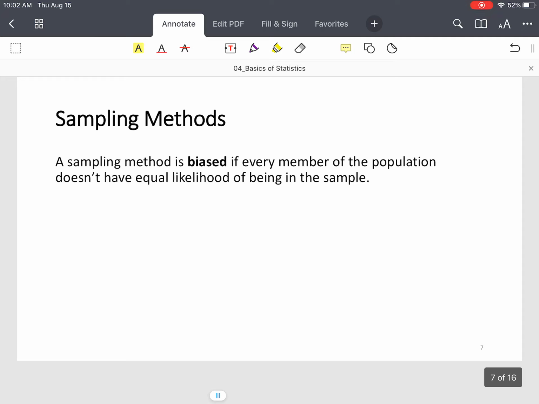All right, now we've got what's called sampling techniques. Basically, a sampling method is biased if every member of the population doesn't have equal likelihood of being in the sample. So, for instance, if I've got 5 children and I'm taking them all on a trip, but then I leave one out, right? Or I'll say I'm taking 3 out of the 5 on the trip, and then I just tell the oldest 2 they can't go, then that's pretty much I'm being biased, okay? So think favoritism when you see the word bias.